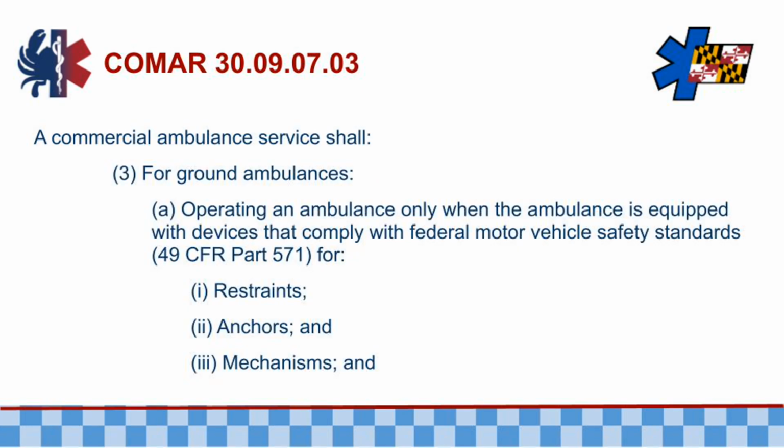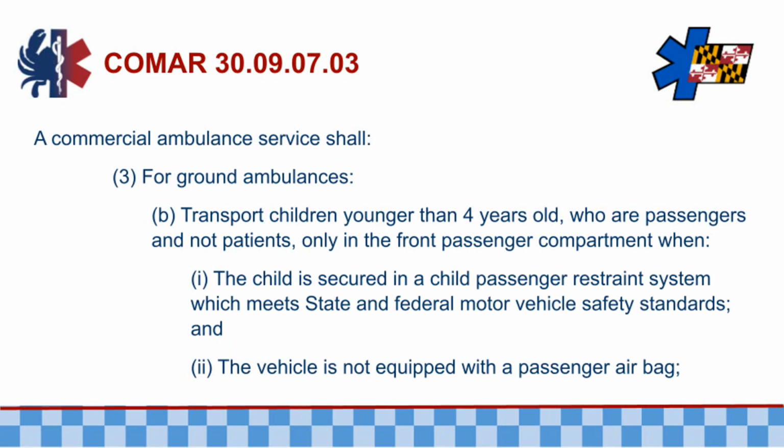An ambulance can only be operated if all restraint systems and equipment anchors are functioning correctly. When transporting a child younger than 4 years old as a passenger, not as a patient, they must be transported in the front passenger compartment and secured in an approved child passenger restraint system. Additionally, the passenger side airbag must be disabled during the transport.